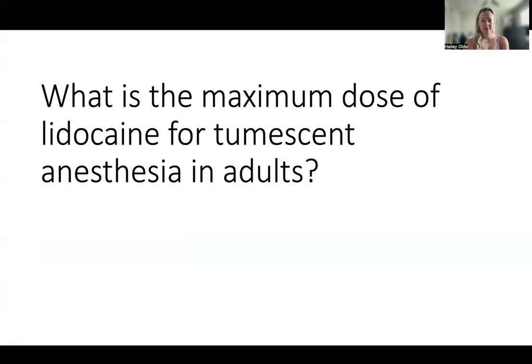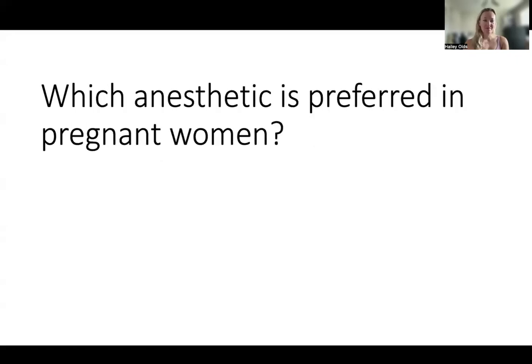Okay, what is the maximum dose of lidocaine for tumescent anesthesia in adults? Remember, tumescent anesthesia is more dilute and you do it to numb an entire area. So you do it for abdominal liposuction, that's where it started. But a lot of times they do it for HS surgeries, big surgeries. So it's 55 milligrams per kilogram.